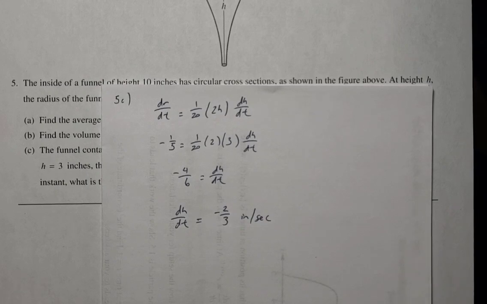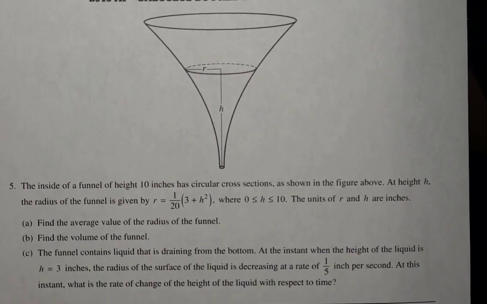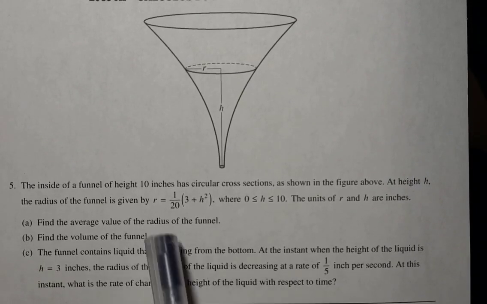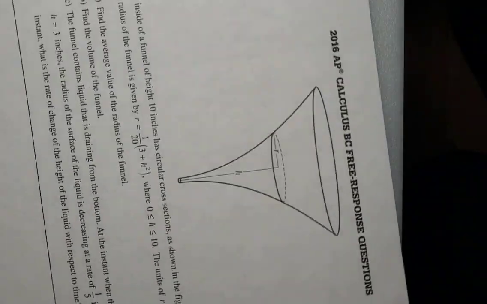This was pretty standard. You just had to be able to interpret this one carefully. You could probably do the shell method, but it's a little more complicated because this is given as r as a function of h. So just interpret it like how I did over there. And then you can use the disk method.